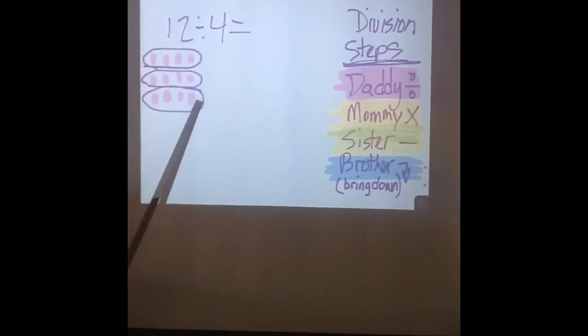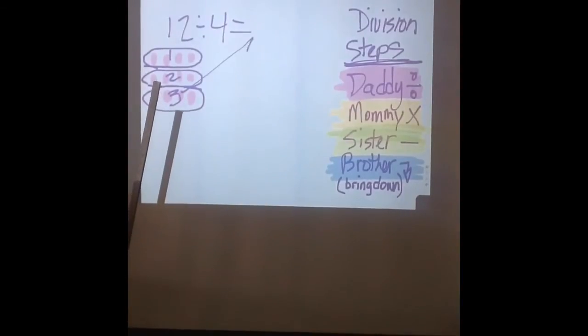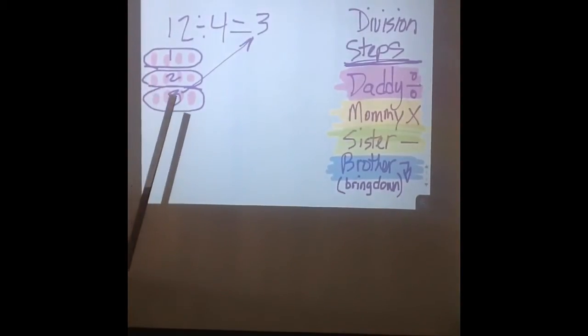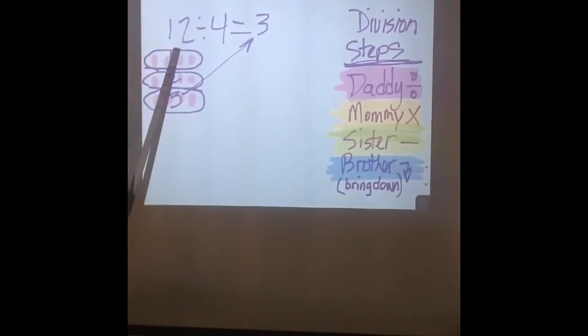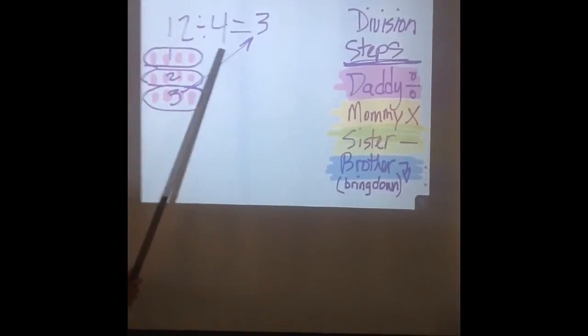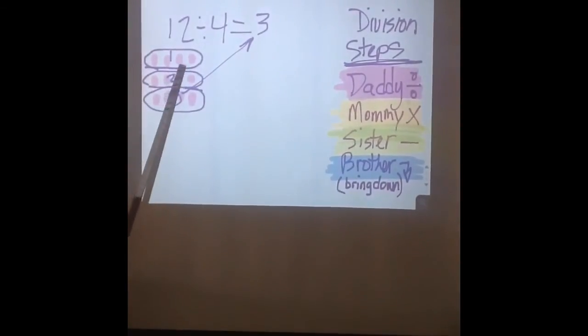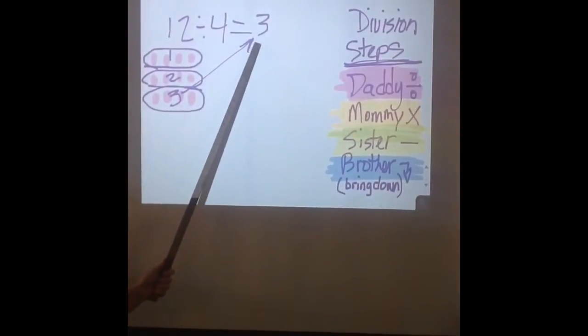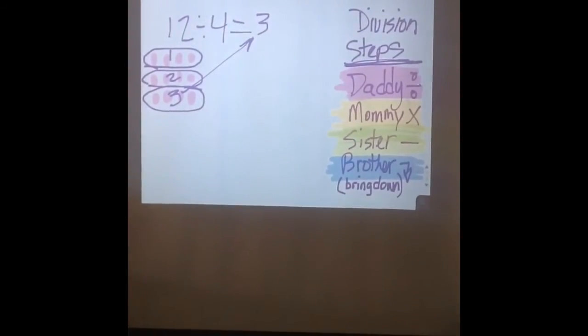Now, how many groups did I end up with? I ended up with 1 group here, 2 groups here, and 3 groups. So our answer is 3. Does that make sense? Yes. That means that we have 12 items. We decided to count 4 items and circle 4 items, which we did, and it left us with 3 groups. All right? Now let's change the way we do that.